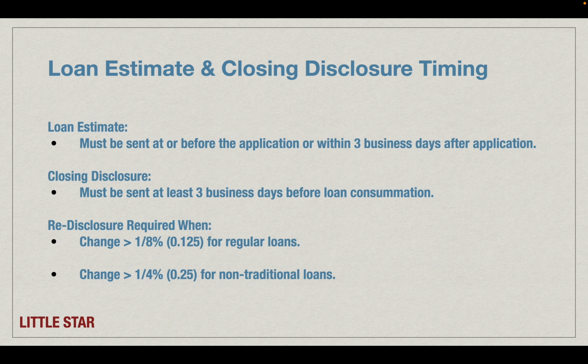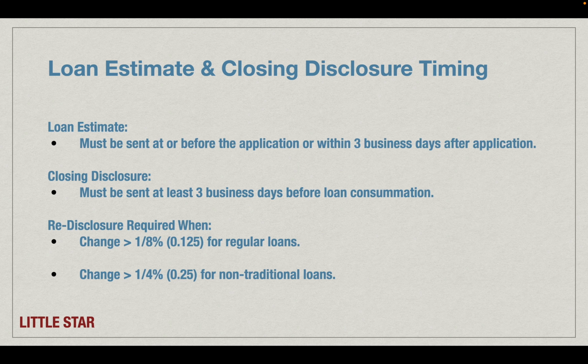If there are any changes to the loan terms, lenders must redisclose the updated terms. If the changes are greater than 1/8%, 0.125, for regular loans or more than 1/4%, 0.25, for non-traditional loans, they must provide a redisclosure. Failure to do so can result in penalties like a $5,000 fine or even 1 year in prison.